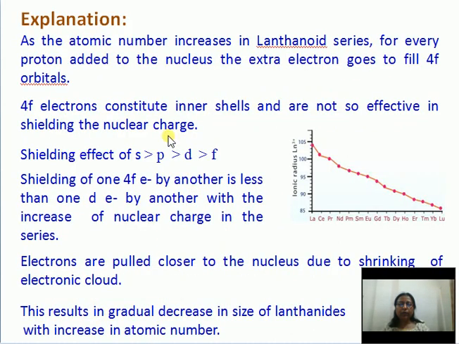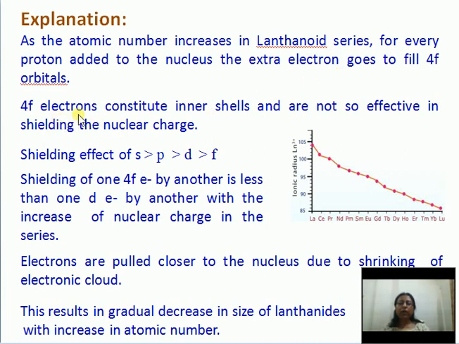Whatever I have told you in the last slide, I have written here clearly, so you can read it again: as the atomic number increases in the lanthanoid series, for every proton added to the nucleus, the extra electron goes to fill up the 4f orbitals, as you know now.